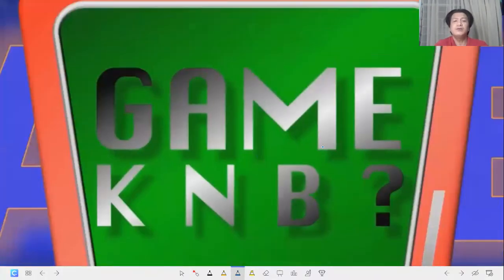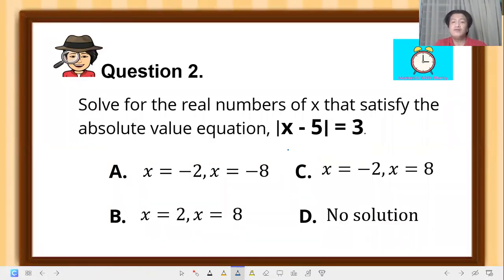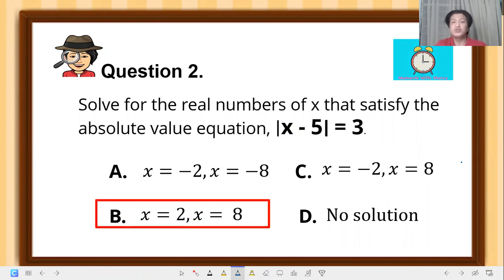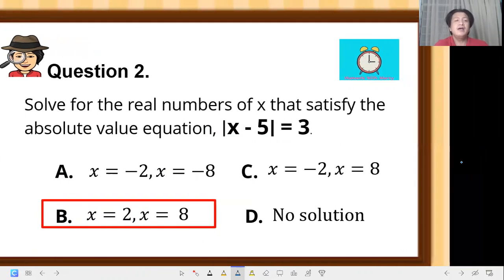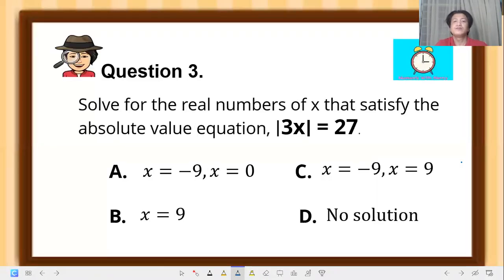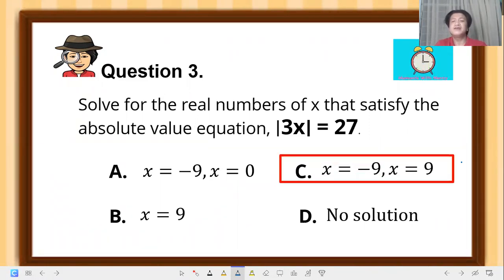Okay, next number 2. Solve the absolute value equation x minus 5 is equal to 3. 5 seconds to answer. And the correct answer is letter D. Two solutions po siya. Okay, let's have number 3. Solve the absolute value equation 3x is equal to 27. 5 seconds to answer. And the correct answer is letter C. Negative 9 tsaka positive 9.